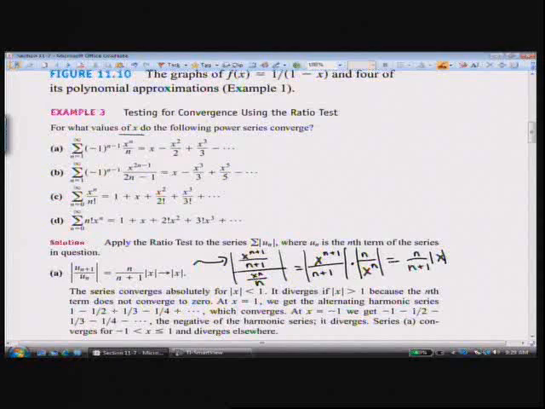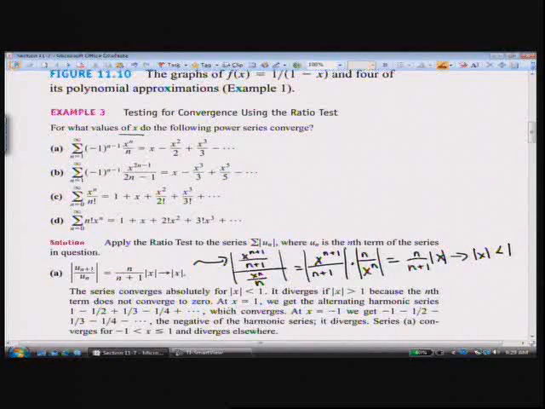So as n goes to infinity, that's just going to go to the absolute value of x. Because remember, you look at the limit of the next term divided by the previous term. That's what we do with the ratio test. Okay, and what has to be true about this? In order for the series to converge, this limit has to be less than 1. That's what the ratio test tells us. All right, and so the series converges absolutely when the absolute value of x is less than 1. It diverges if it's greater than 1 because the nth term does not converge to 0.